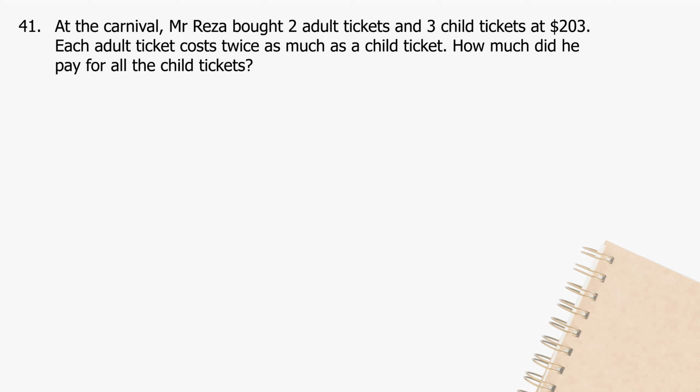Question 41. At the carnival, Mr. Reza bought 2 adult tickets and 3 child tickets at $203. Each adult ticket costs twice as much as a child ticket. How much did he pay for all the child tickets?